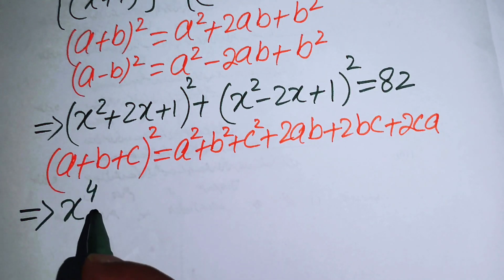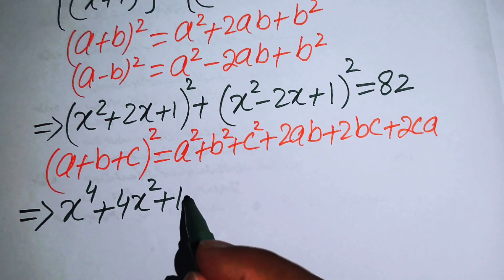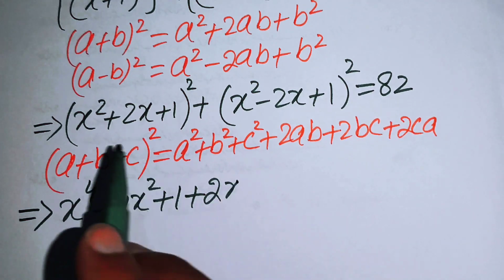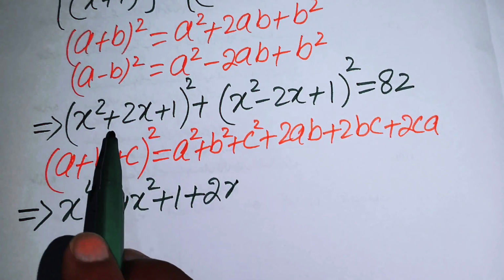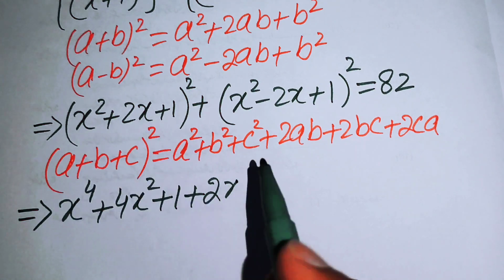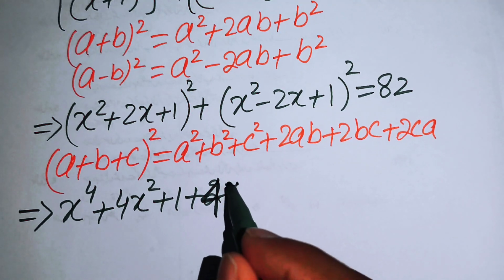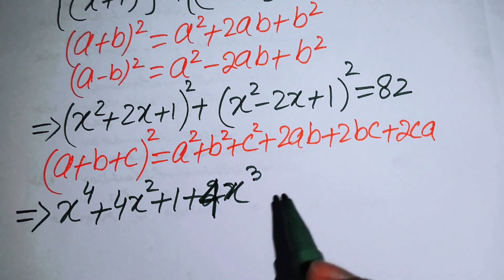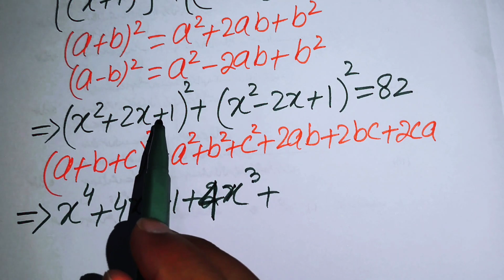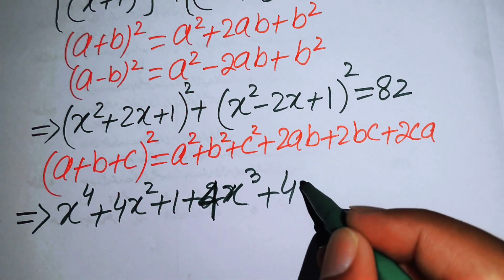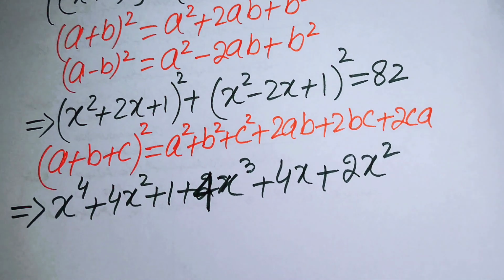first I solve this one, so you get x^4 + 4x^2 + 1, and plus 2ab. The a is x^2 and b is 2x, so 2 times 2 is 4 and it becomes 4x^3, and plus 2bc, where the value of b is 2x and c is 1, so 2 times 2 is 4x, and plus 2ca, and 2ca is equal to 2x^2.